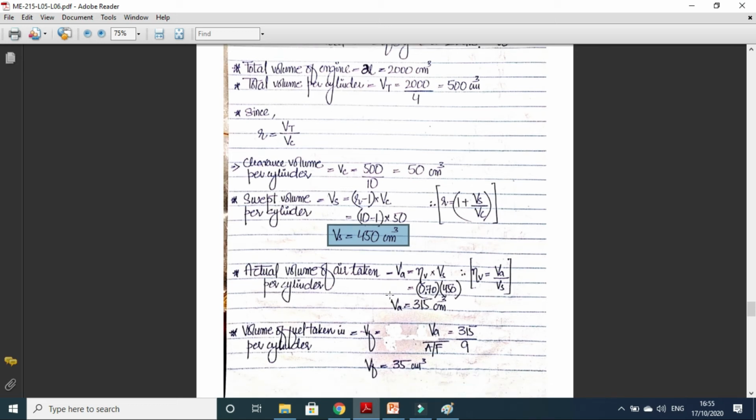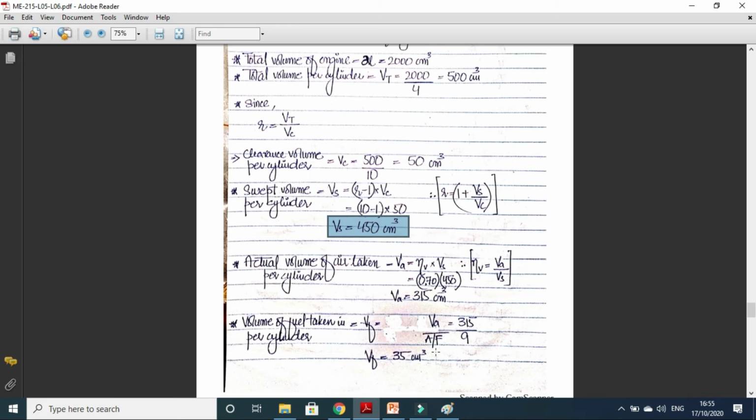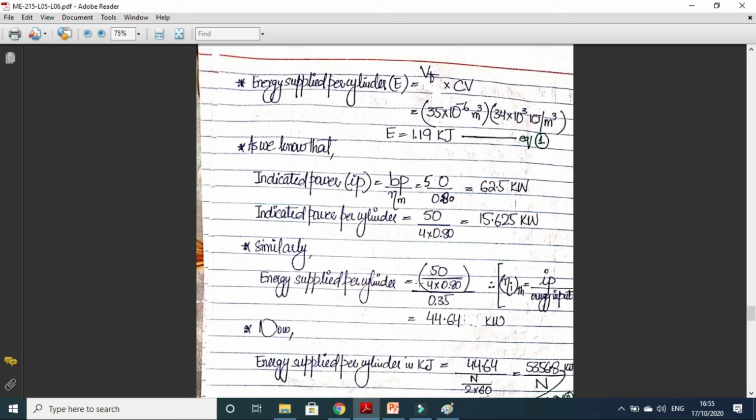So when the actual quantity of air is known, we can find the volume of fuel with the help of air fuel ratio. This is the other way around, like which we did in the last numerical. In the last numerical, Vf was given, we determined Va. Now we know the Va, we can find the Vf, 35 centimeter cube. So energy supplied per cylinder will be Vf into calorific value. Vf we just calculated, and calorific value is known. So energy is coming out to be 1.19 kilojoule. Please note its unit is kilojoule.